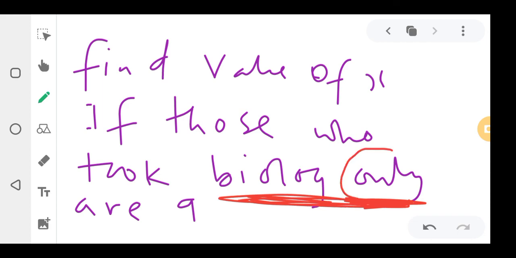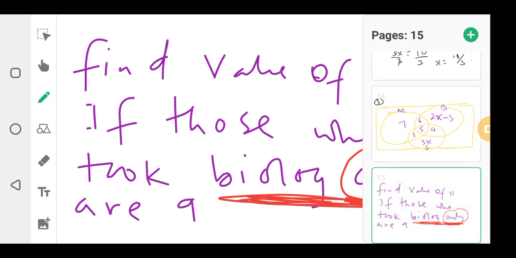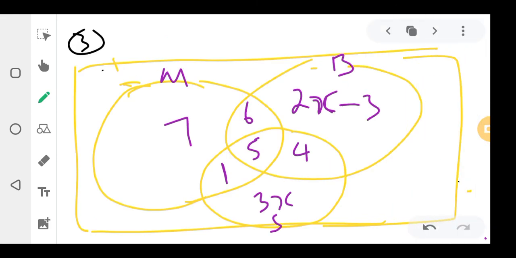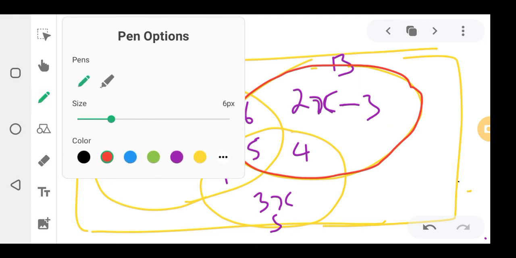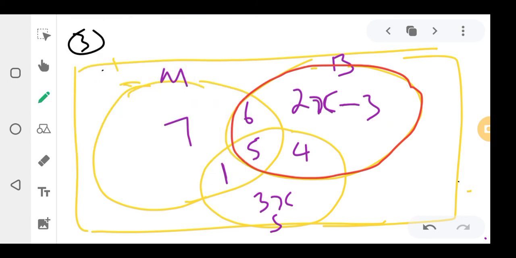My target is this part called only. So when you come to the circle here, don't say I'll pick all these and then equate them to 9. You don't pick the whole circle. They said only biology. So if they say only, the part you're concentrating on is only this part. That's the one you're supposed to concentrate on, because only does not touch these ones. These ones don't get touched.